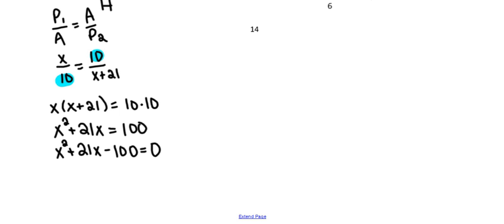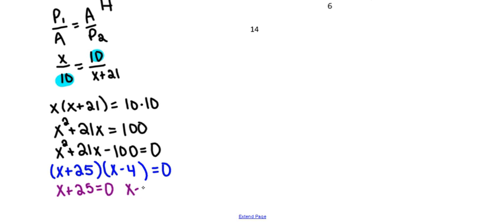And then when I attempt to factor, I find this will factor into x plus 25 times x minus 4. Keep that equation set equal to 0. So what this means is that my first factor, x plus 25, must be 0. Or my second factor, which is x minus 4, has to be equal to 0. So either the value of x is negative 25, or the value of x is equal to 4.